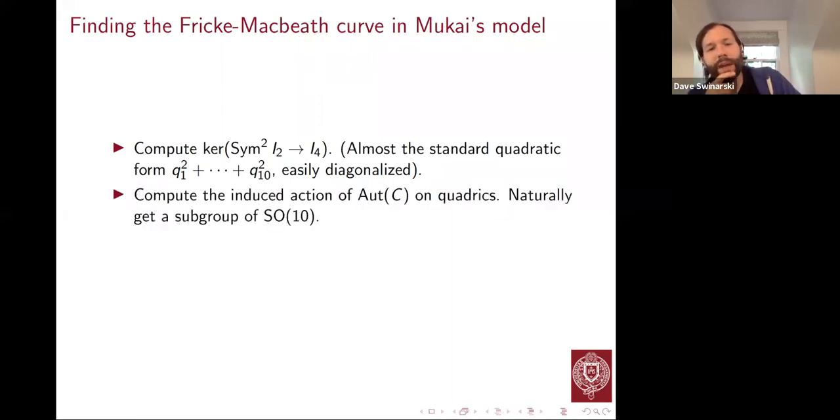Next, I get the induced action of PSL(2,8) on quadrics of the canonical ideal. And magically, we actually get a subgroup of SO(10) in this case. That's not guaranteed. That doesn't happen for the other genus 7 curve I was looking at, the one with 54 automorphisms. So the fact that this works is great.